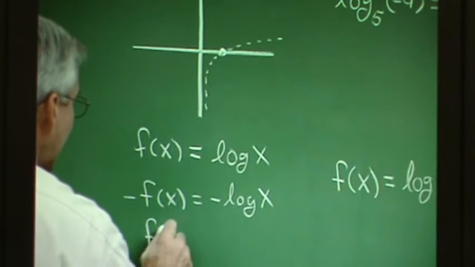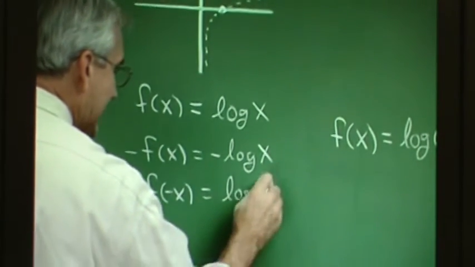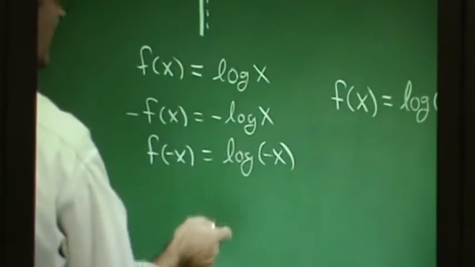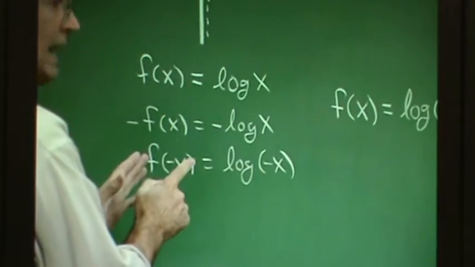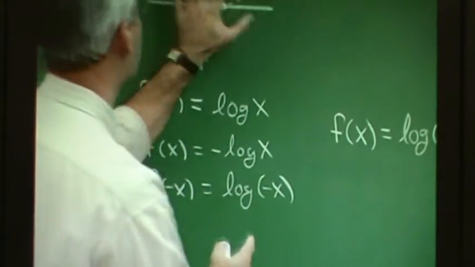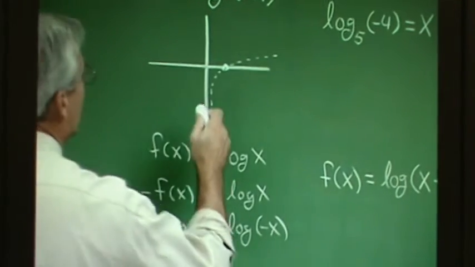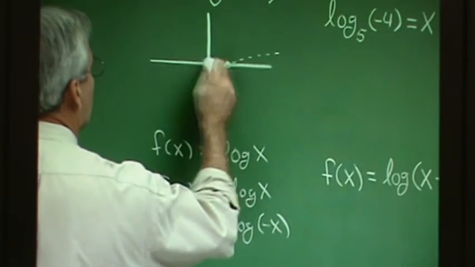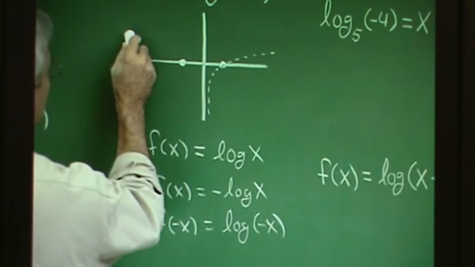f of negative x, though, is the log of negative x, and that's the situation we have up here. And that's the reflection in the y-axis. So we're reflecting this way and not this way. All right. So we're going over here, and then let's see. This point moves over to here, and the graph then looks like this.